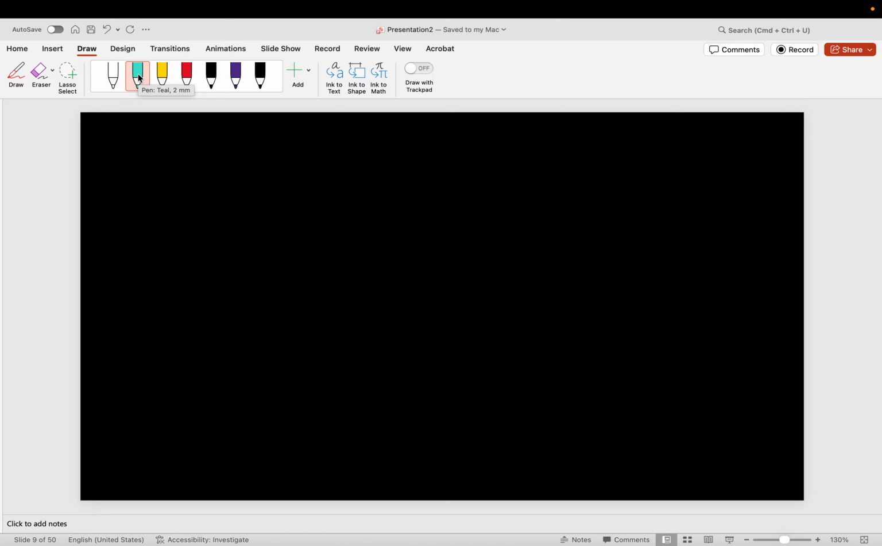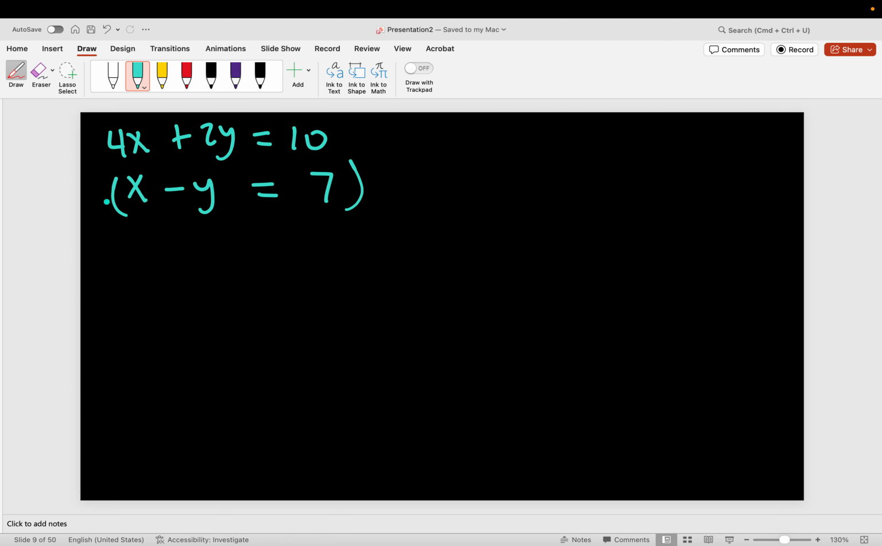Now let me go ahead and do a different problem, and we're going to use substitution and elimination. So let's do 4x plus 2y equals 10 and x minus y equals 7. Okay, I'm going to do elimination first just because it's quicker. I can either eliminate x or eliminate y. I'm going to choose to eliminate y.